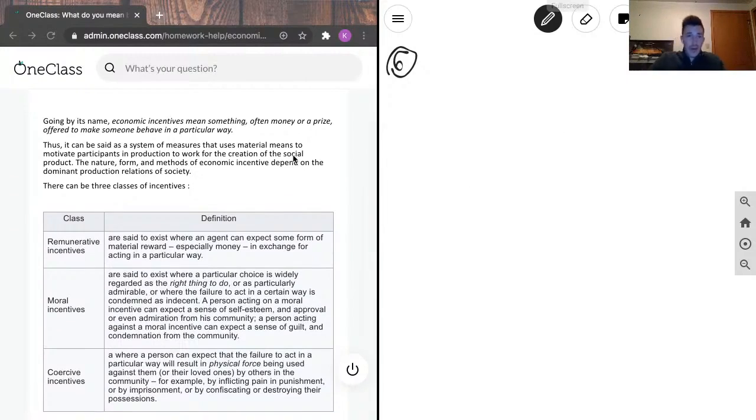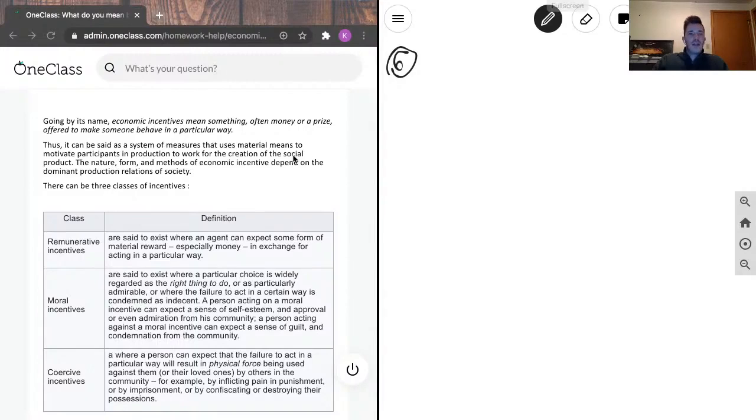So our junior tutor has written, going by its name, that economic incentives means something, often money or a prize, offered to make someone behave in a particular way. Thus, it can be said to be a system of measures that uses material means to motivate participants in construction of work, for the creation of the social product. The nature, form, and methods of economic incentives depend on the dominant production relations of society.